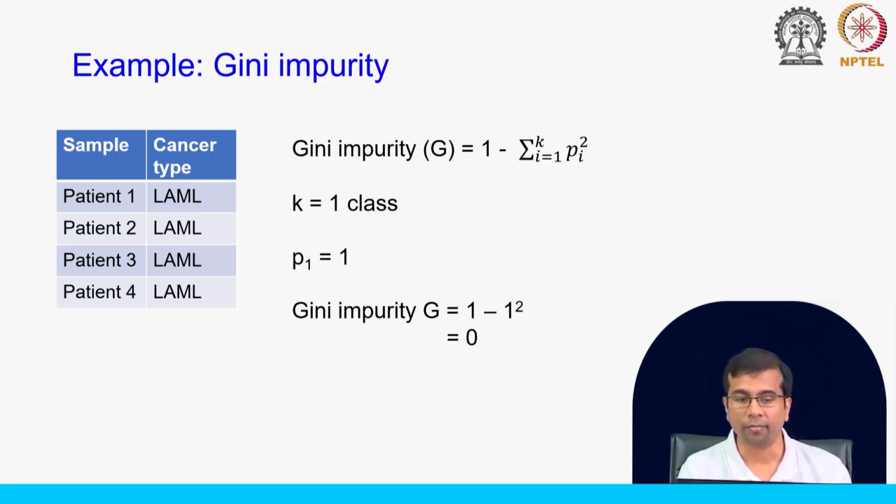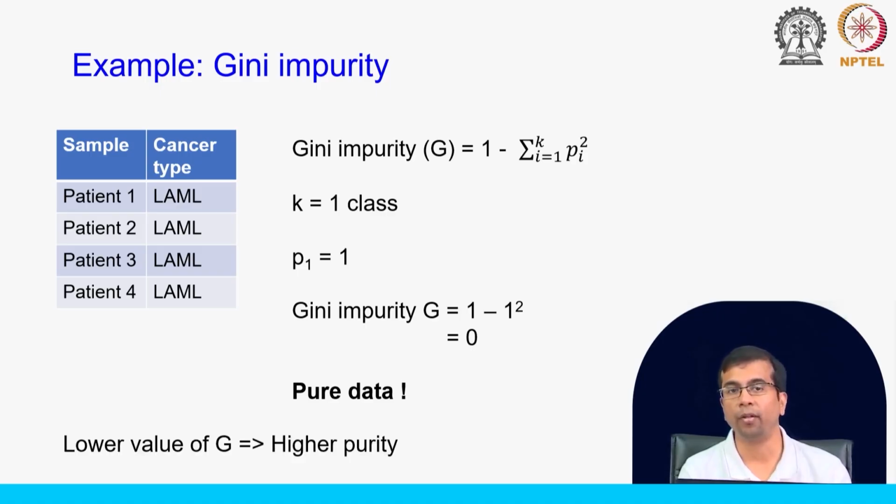Now let us change this data set and say all samples belong to one class only, LML. Patients 1 to 4 all belong to this one cancer type, and now we want to calculate the Gini impurity. Here k equals 1 and P1 is also 1, because there is no other class in this node, and Gini impurity will simply be 1 minus 1 squared, which is 0. When G equals 0, this means data is pure. So as you can now understand, a lower value of Gini impurity refers to highest purity. If you have a lower value of G, you get higher purity. This is what we have seen here. When G equals 0, we have all the samples belonging to the same class. When G equals 0.5, we have heterogeneous data.